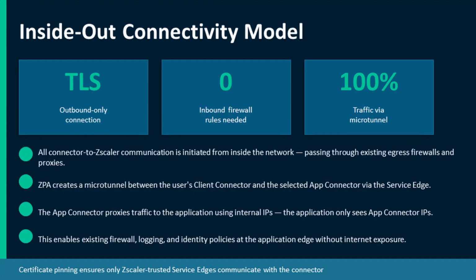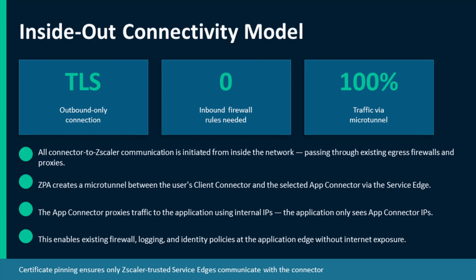Slide 4, Inside-Out Connectivity Model. This slide highlights what makes app connectors architecturally unique: the inside-out connectivity model. App connectors use TLS for all outbound connections. They need zero inbound firewall rules. And 100% of user traffic flows through an encrypted microtunnel.